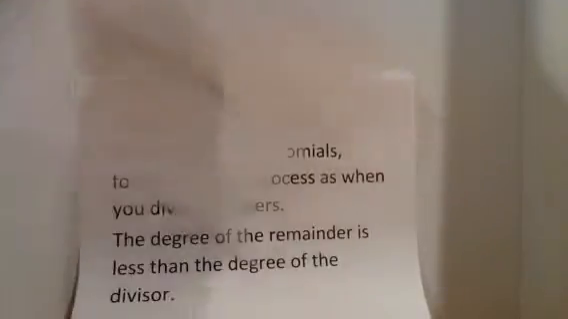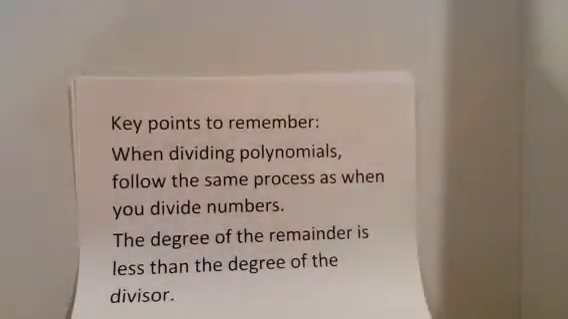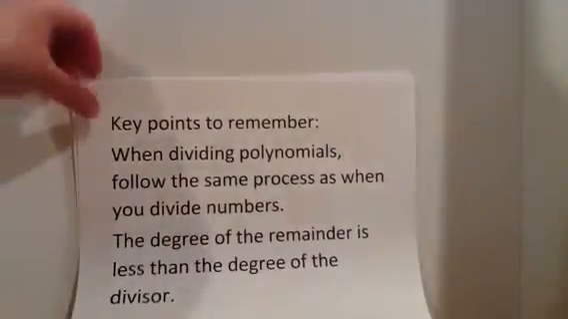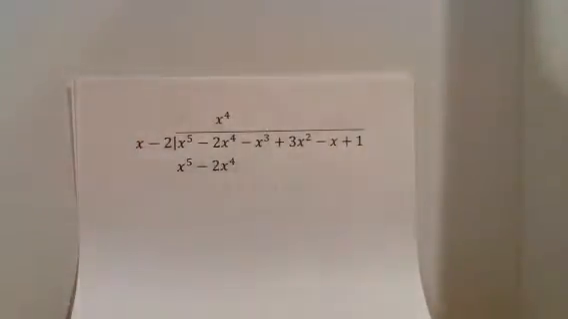Polynomial division. Key points to remember when dividing polynomials. First, when dividing polynomials, we're going to follow the same process as when you divide numbers. Also, the degree of the remainder needs to be less than the degree of the divisor. So if it's not, that means that you're not done dividing. So let's divide these polynomials.